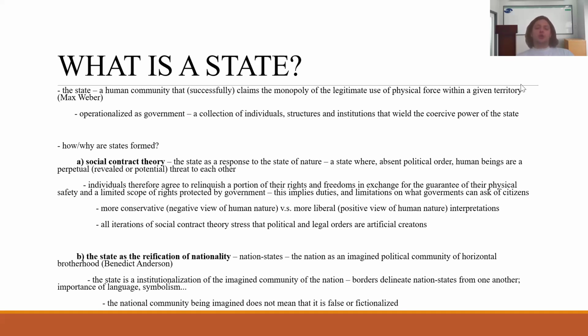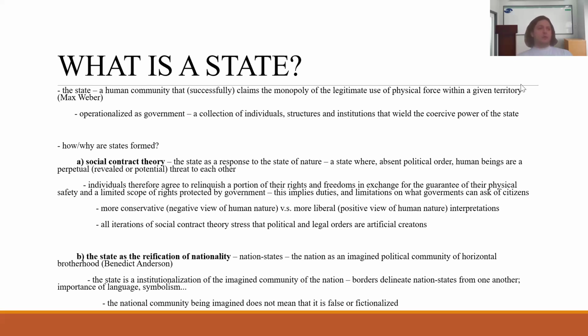Now, within social contract theory, there are more conservative and more liberal interpretations. Conservative interpretations are going to emphasize a more negative view of human nature, that humans are naturally selfish, naturally greedy, that it is in our instinct, in our genes to harm other people for our own benefit, and that we need the state to discipline this selfish gene, to impose authority because humans otherwise could never coexist.